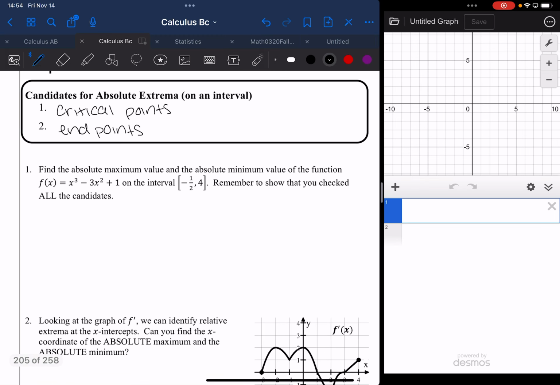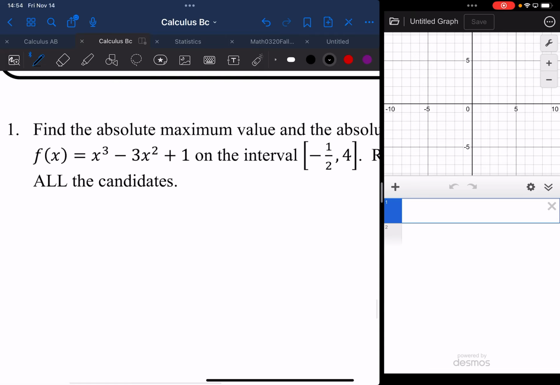Okay, so number 1 says find the absolute maximum value and the absolute minimum value of the function on the interval -1/2 to 4. Remember to show that you've checked all the candidates. So our first step is to find the critical points, and we do that by taking the derivative. So what would be the derivative of f of x?